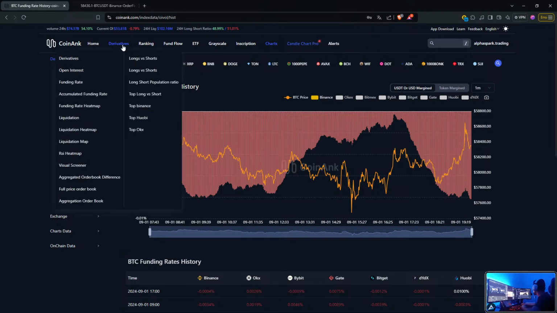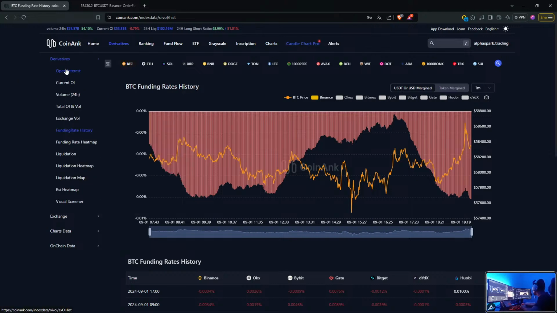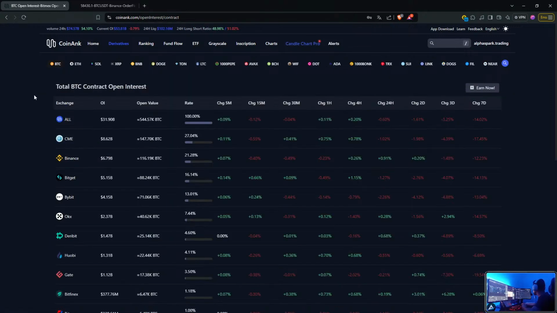So going back, funding rates is something that I used to use. You also have, on stuff like CoinGlass, a bunch of information for open interest.